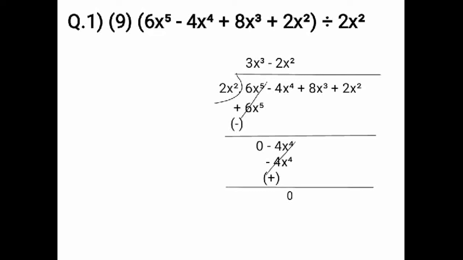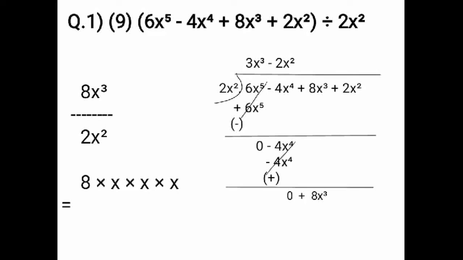Now third term you have to bring it down. That is plus 8x cube. Now you have to divide 8x cube by 2x square. 8x cube upon 2x square is equal to 8 into x into x into x upon 2 into x into x. Number 8 is going to table, so cancel it. 2 ones are 2, 2 fours are 8. Cancel both the x on numerator and denominator.